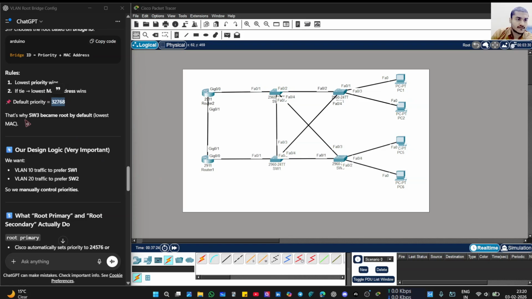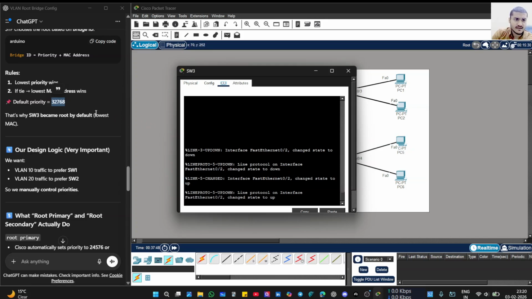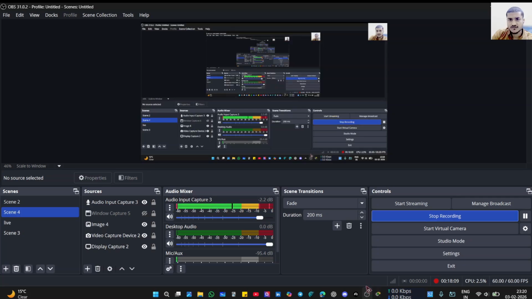That's why switch 3 became the root bridge by default, because of the lowest MAC. We don't know who has the lowest MAC, we can't decide that just by looking. We have to go to switch 3. This is the reference, whatever is given over here. Let me check whether everything is going well.